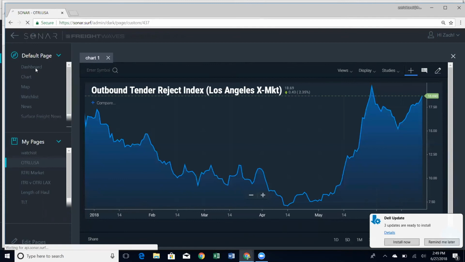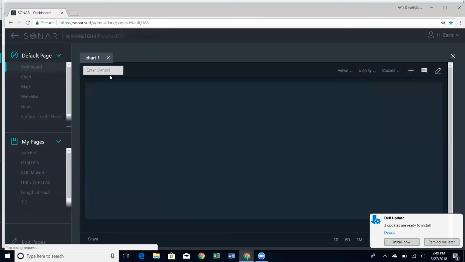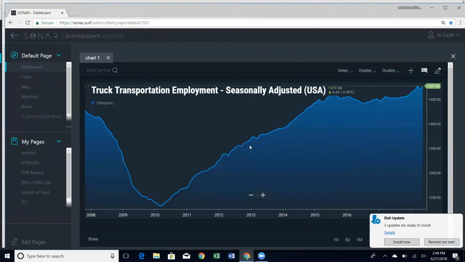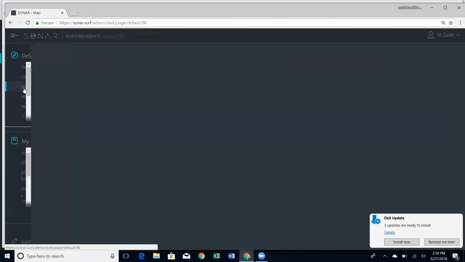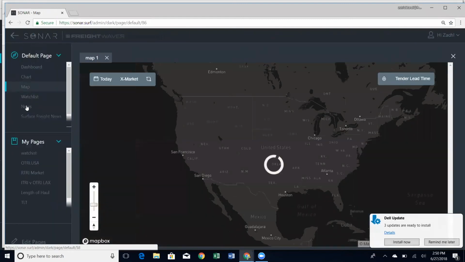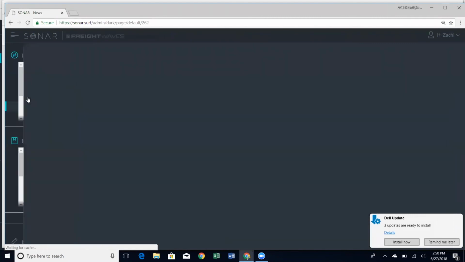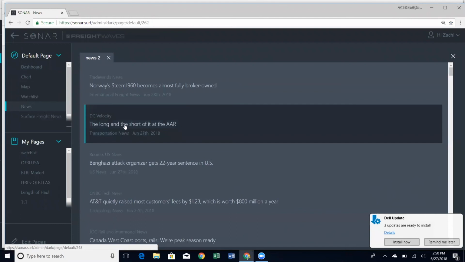So I'm just going to start us here at our main landing dashboard, which is currently set as the truck transportation employment seasonally adjusted USA. That is our landing page right now. So as you saw, Zach and I navigated through a lot of the indices that we showed. We were working off of my pages because anything up in this default page section, whether it be dashboard, chart, map, or watch list, as we scroll through here, or even our different news tickers, you don't have the ability to go in and change.